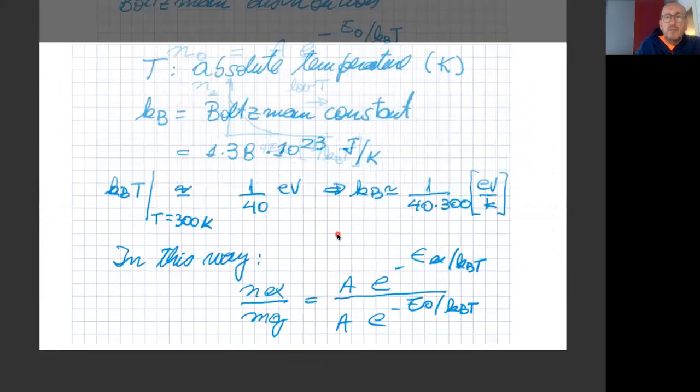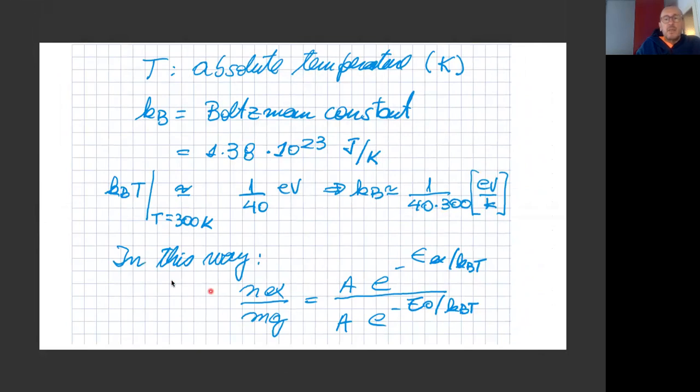I'm going to try to use this expression for doing that. So the number of excited states is proportional to this constant times the energy of the level, the excited state, divided by kBT, and I would like to actually divide by the number in the ground state, which is the same constant multiplied by this exponential. In this way, I will have the ratio of the number of atoms in the excited state to the number of atoms in the ground state.